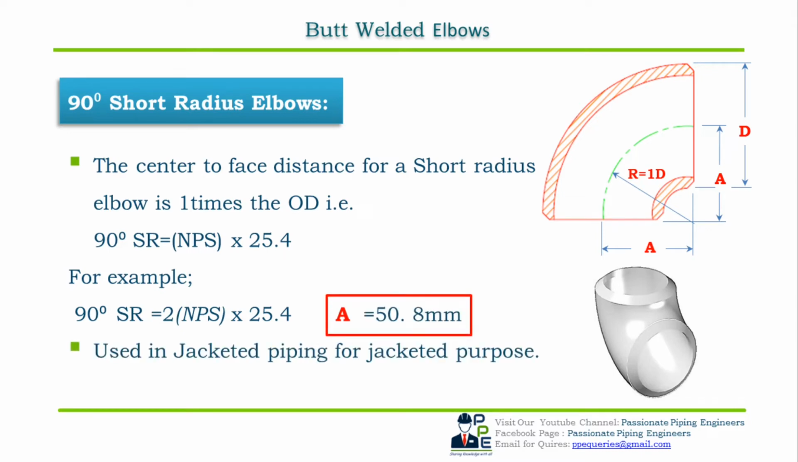Short radius elbows are used in jacketed piping or jacketed purposes and where space is constrained, but only after stress approval. Dimensional standard for 90 degree short radius elbow is ASME B16.28.